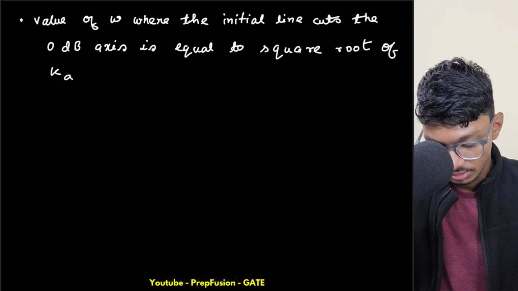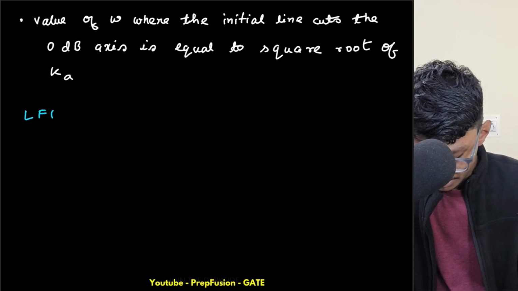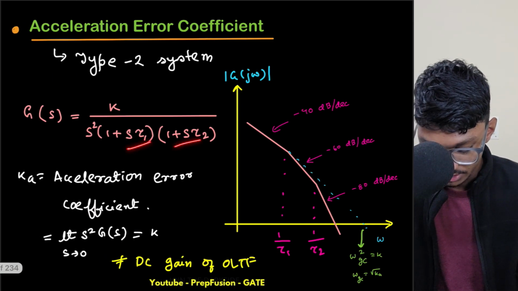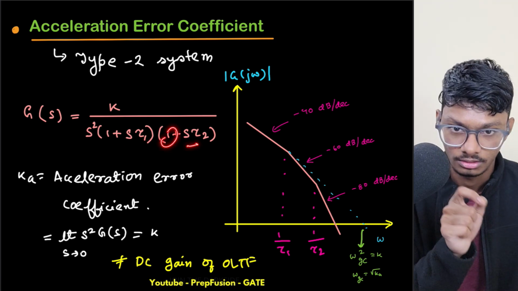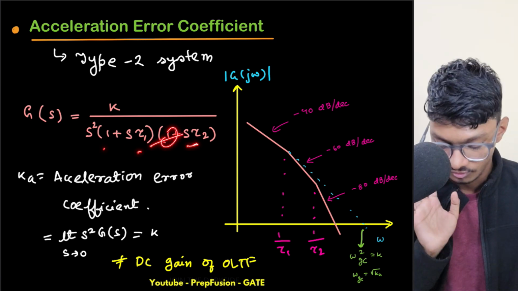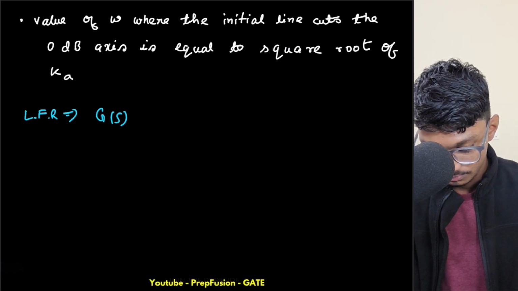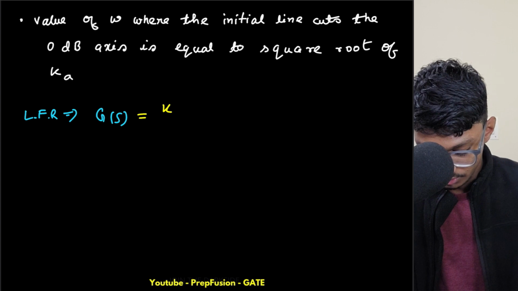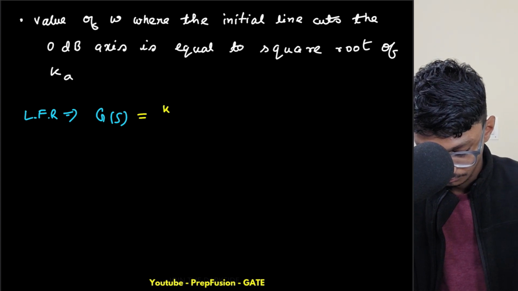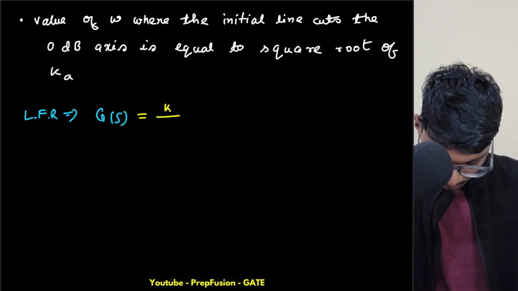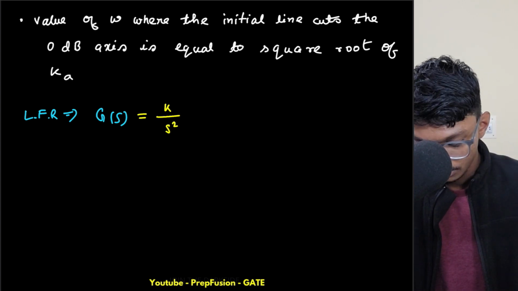So again I will use the same thing for the low frequency region. What is happening, my G of s I can write. Obviously I will ignore all this, because 1 plus a very low value, ignore. So only k by s square. I am left with k by s square.